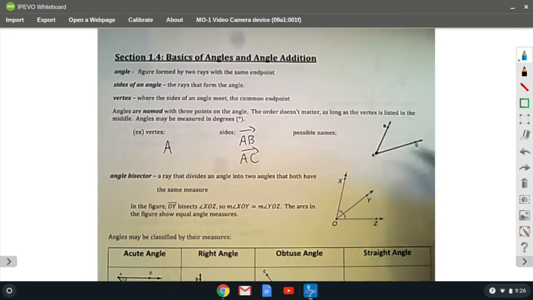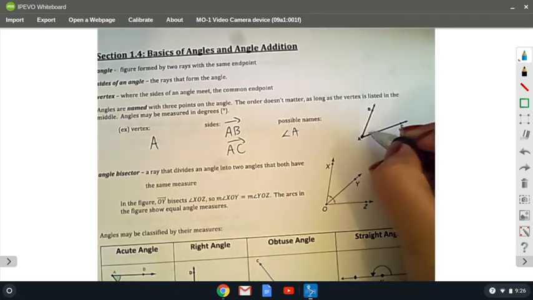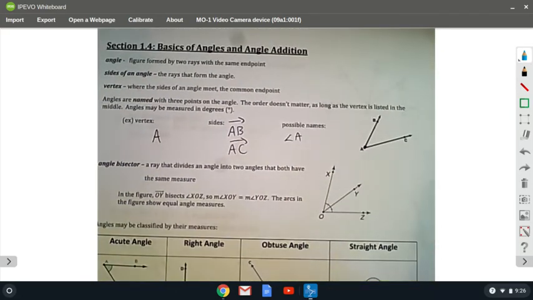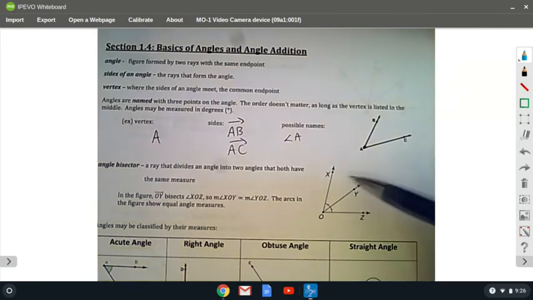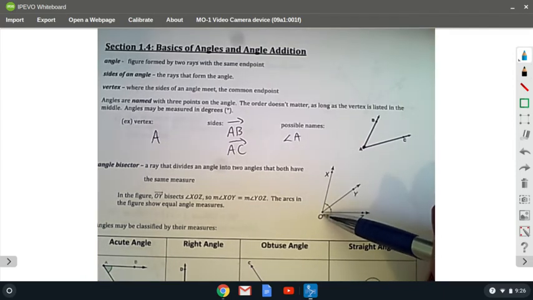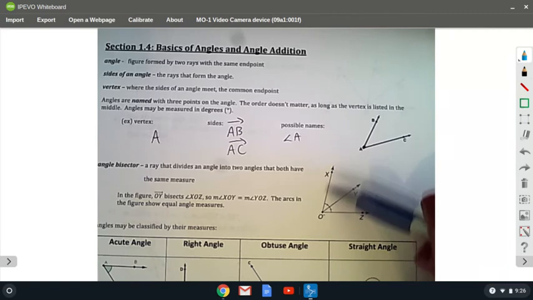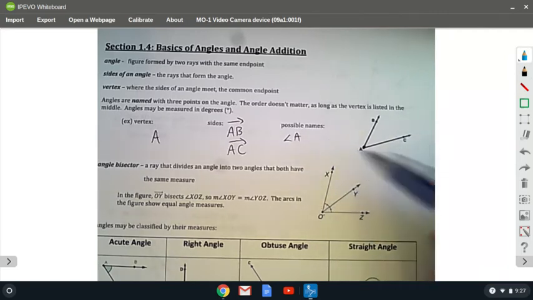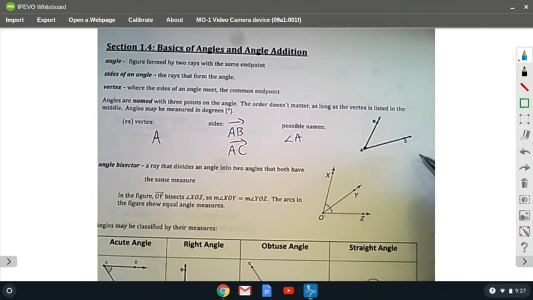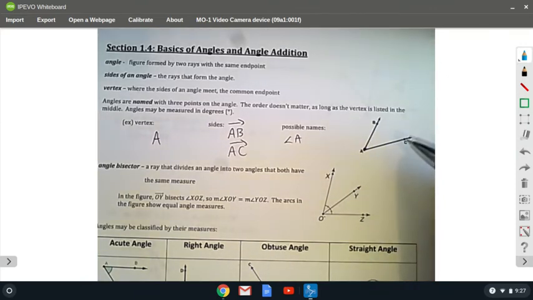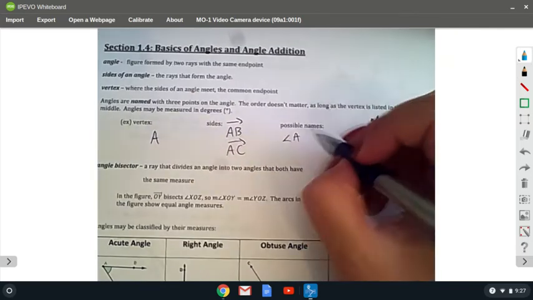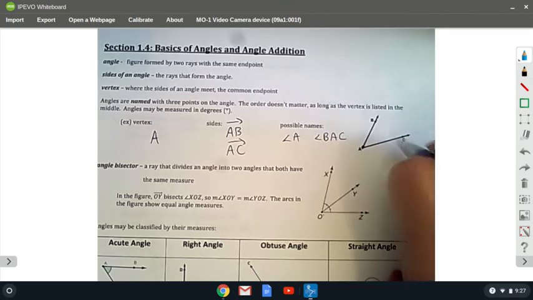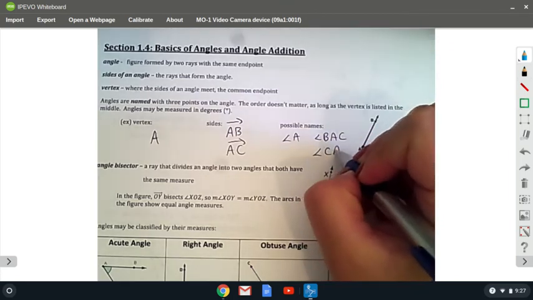Because this angle is by itself, I can call it angle A. I can just call it by its vertex. However, if I look at this picture below it, I can't call this angle O because there are 2 different angles that share that vertex. You can only call it with one letter if it's by itself like this. The other way I can name it is using 3 letters and making sure the vertex is in the middle. So I can say BAC and I can say CAB.